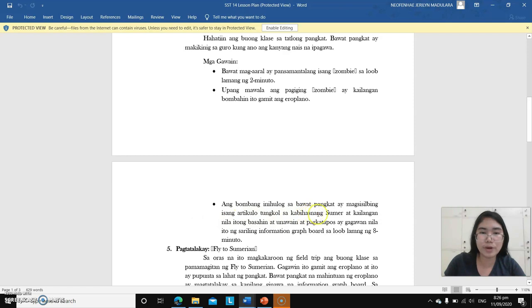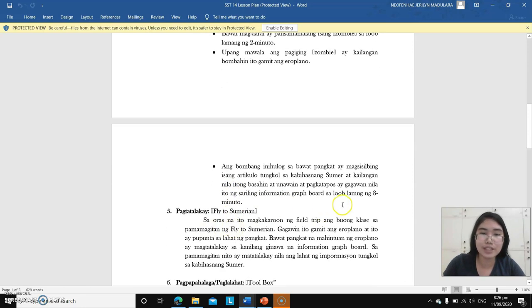Ang bombang inihulog sa bawat pangkat ay magsisilbing isang artikulo tungkol sa kabihasnan ng Sumer at kailangan nila itong basahin at unawain at pagkatapos ay gagawa sila ng sariling information graph board sa loob lamang ng 8 minutes. So within 8 minutes, they will be able to make an information graph board about the Sumer civilization.